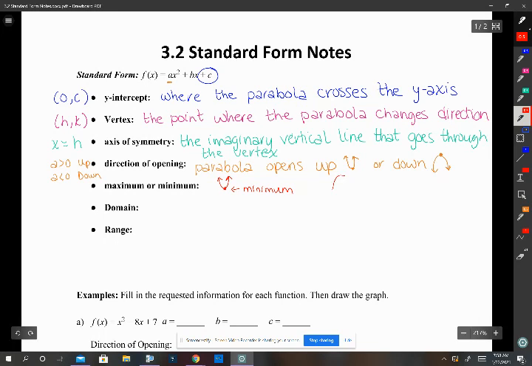If my parabola goes down, then this point is a maximum. It's the highest value of your y value. Probably could write that: highest y value. Minimum, this is your lowest y value.